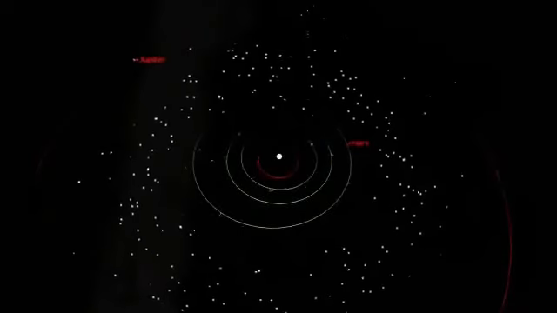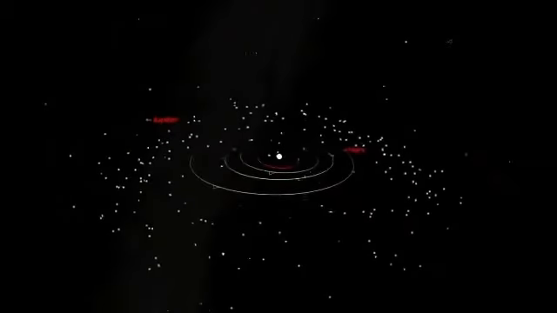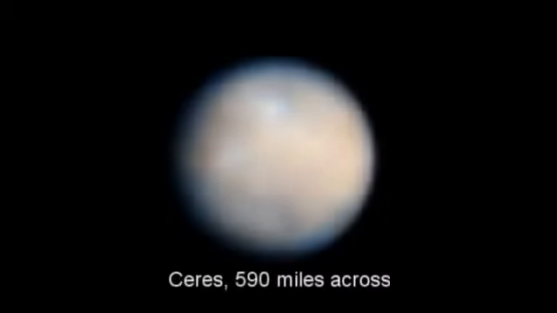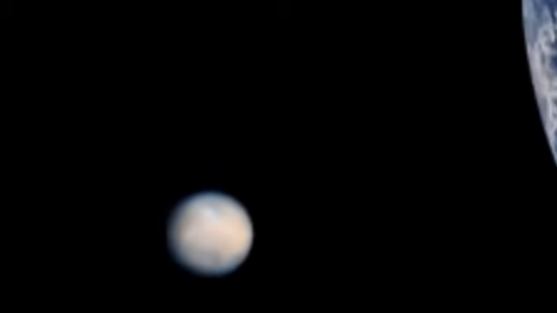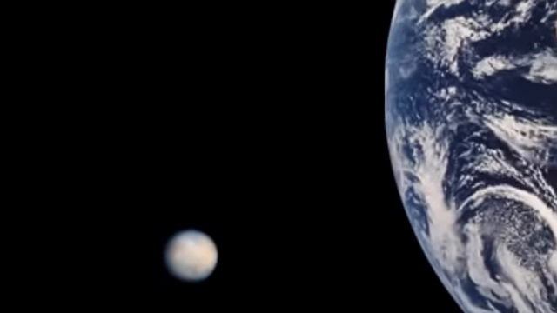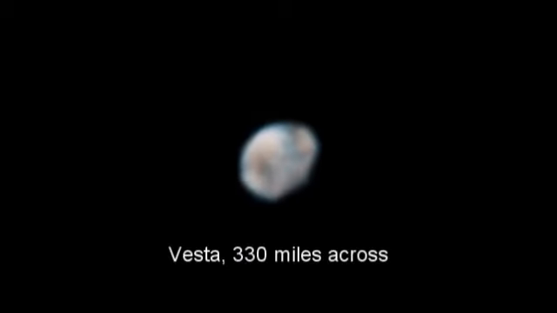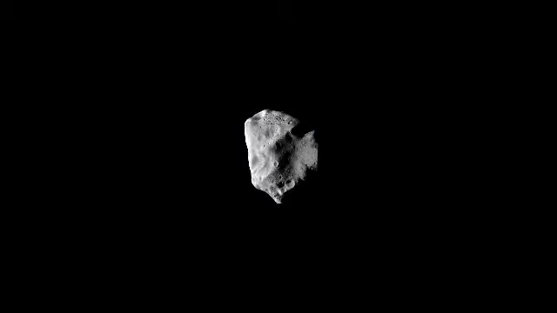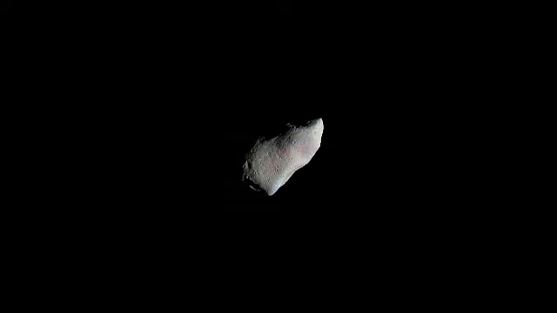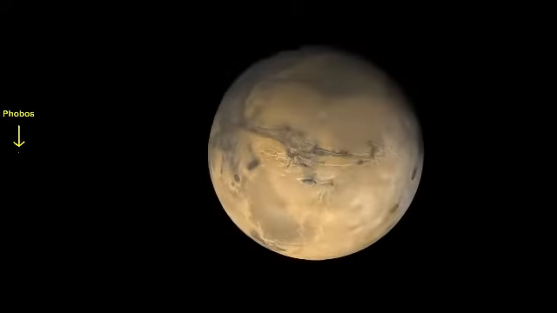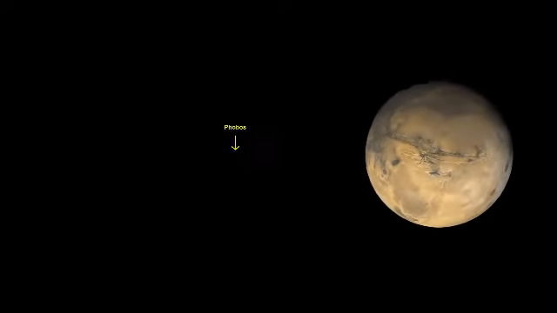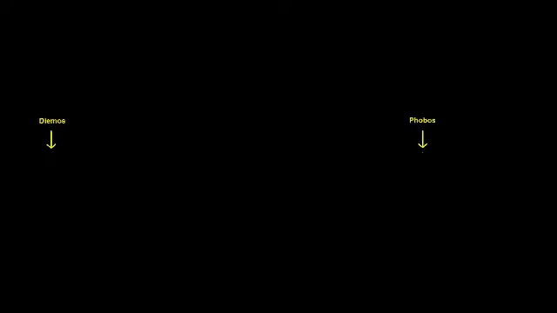The largest object in the asteroid belt, between the orbits of Mars and Jupiter, is Ceres. It is about 600 miles across and could be described as a planetoid. This is what it would look like next to the Earth and our Moon. Smaller asteroids are less spherical. Mars has two tiny moons called Phobos and Deimos, which could well be captured asteroids.